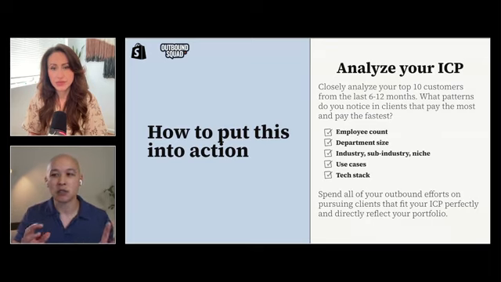The hack here is, when you're doing outbound, look for lookalike companies. Who is in our existing portfolio? Because we're going to name drop them. Gong data shows that your email reply rate will increase by 40+% just by adding social proof in it, just by saying we work with a similar company, okay? So I'm going to look for patterns in employee count, department size, industry, sub-industry, niche, use cases, tech stack.